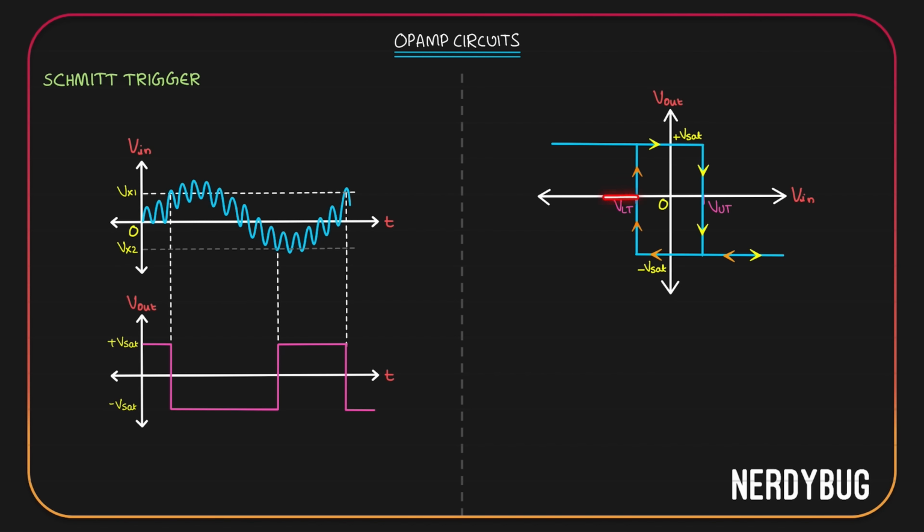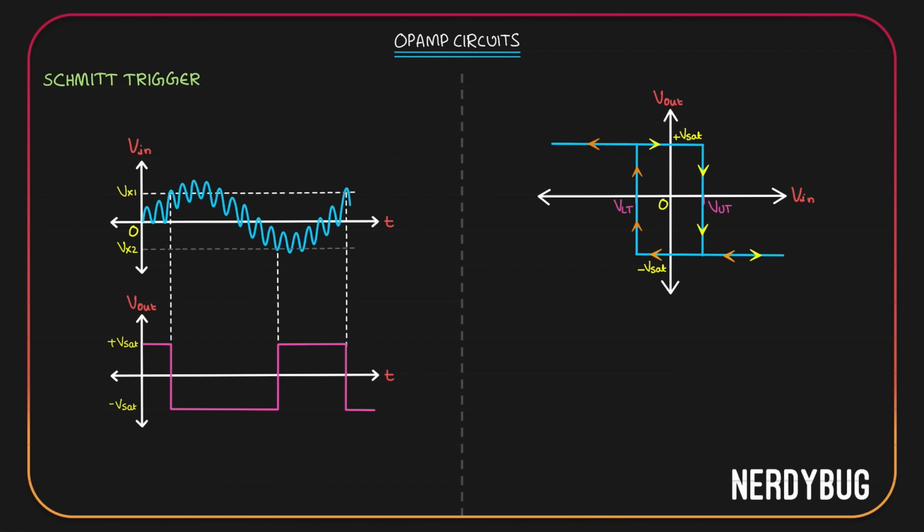Let us say input decreases further. Does output switch? No. The next time output switches is when input becomes greater than upper threshold voltage. So if input goes over here, output will still be at plus Vsat. So this is the transfer characteristic of a Schmitt trigger.